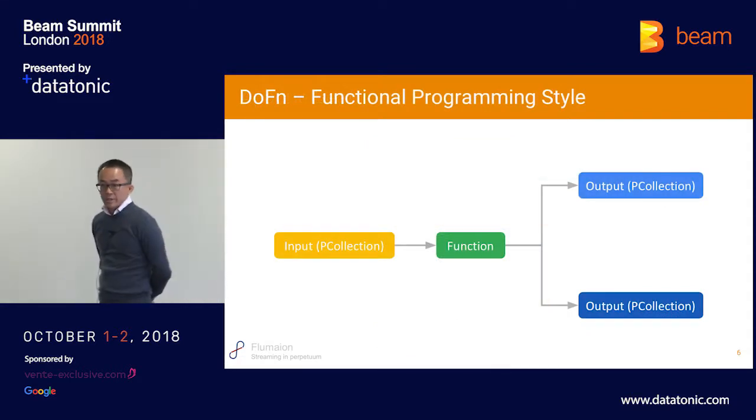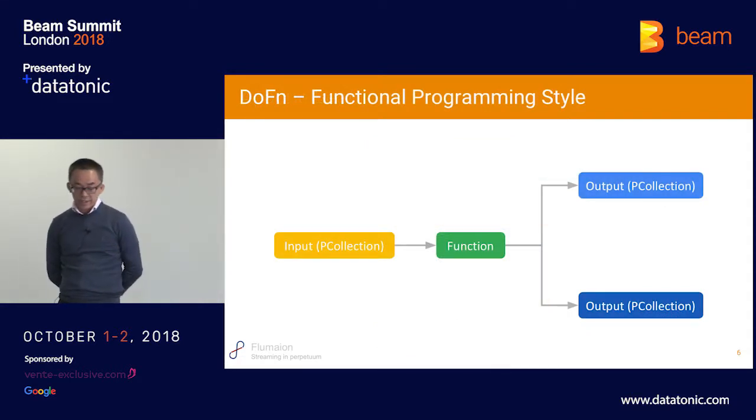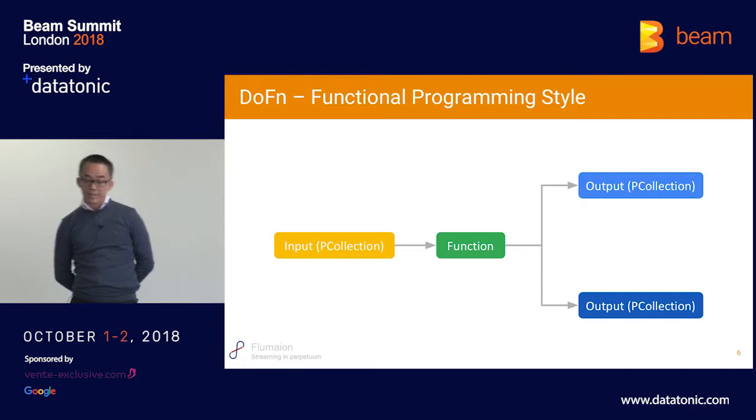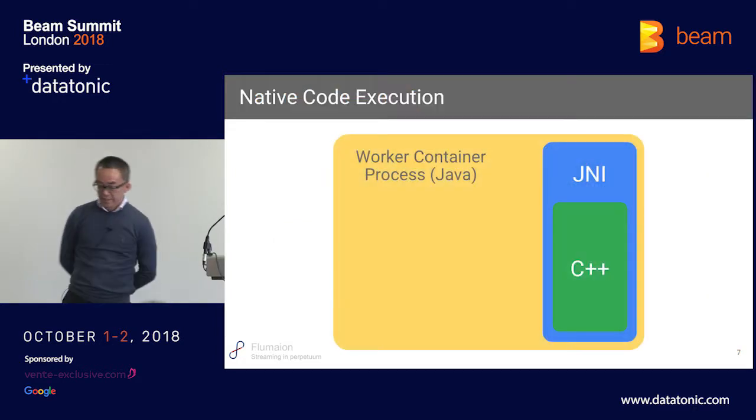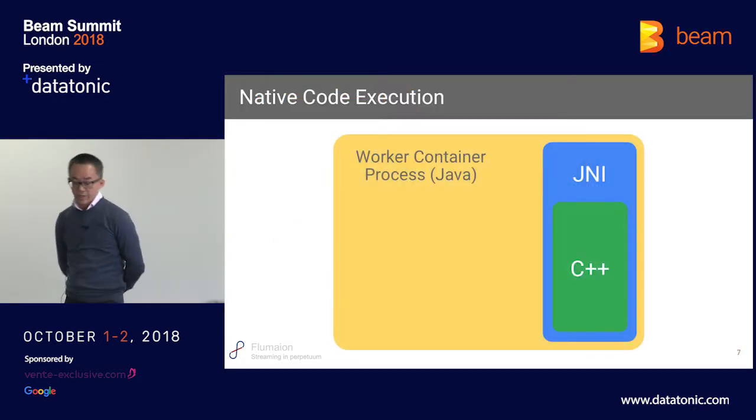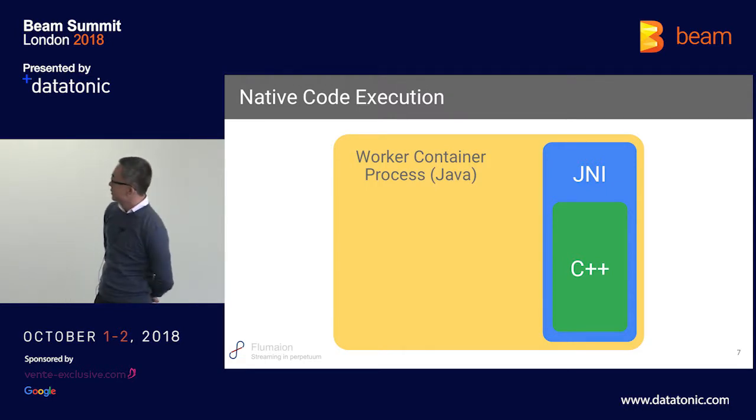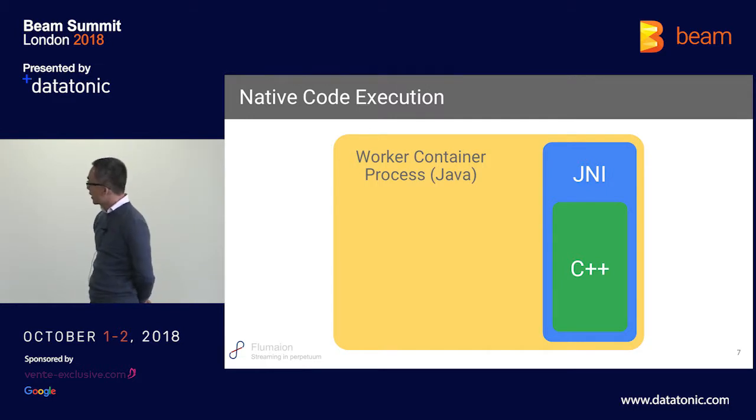At the core of the Beam API, you've got your DoFn, you apply a function against an immutable PCollection, and you have many or no output PCollections. So the first challenge with financial services is most of your analytics libraries are written in C++. If you think about how it's actually running in the worker process, the Java container has your DoFn, and you've got to communicate to the C++ via JNI.